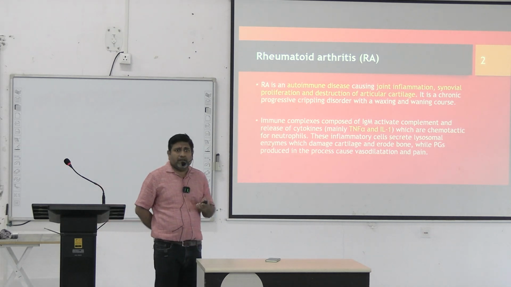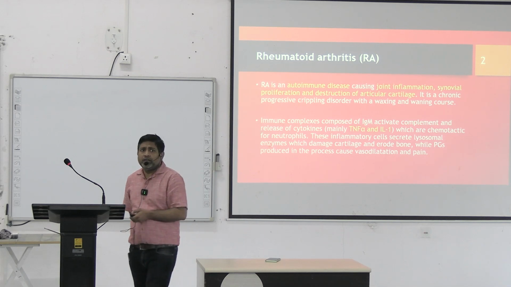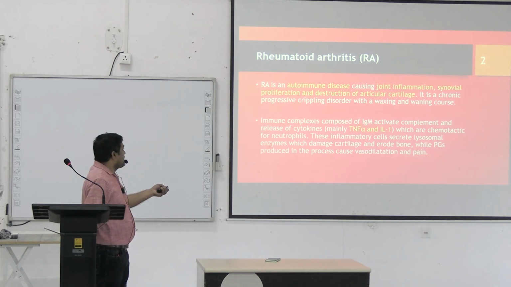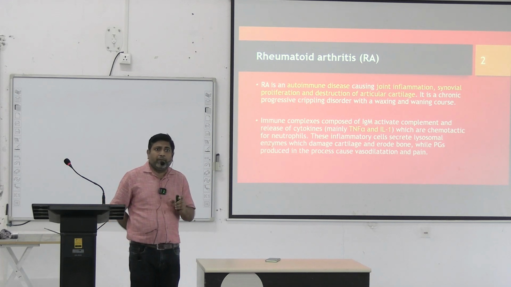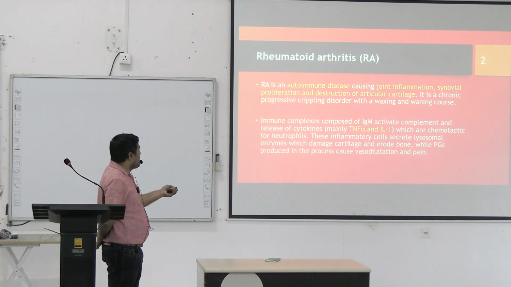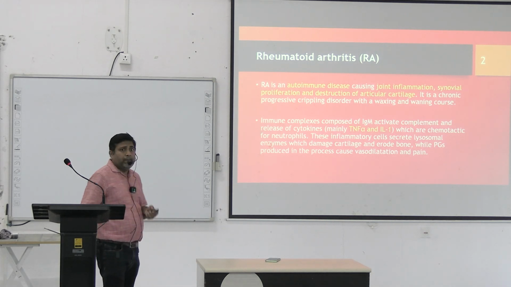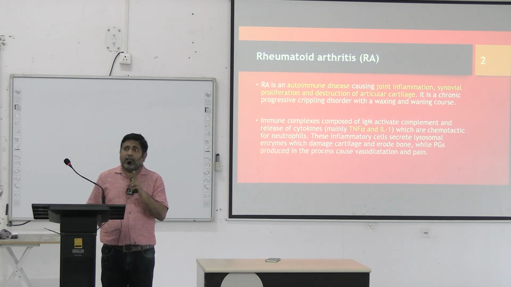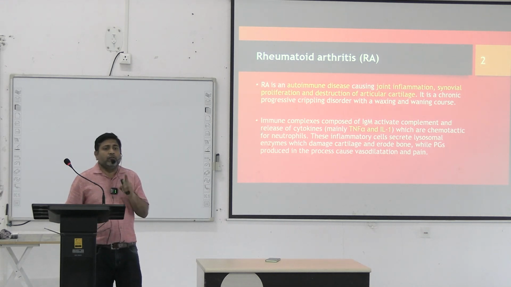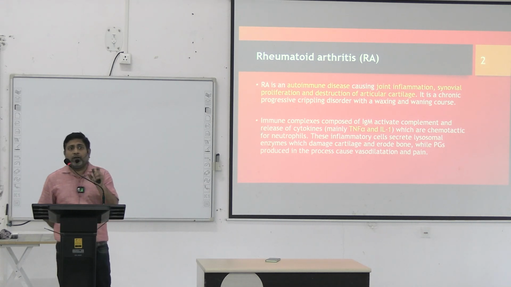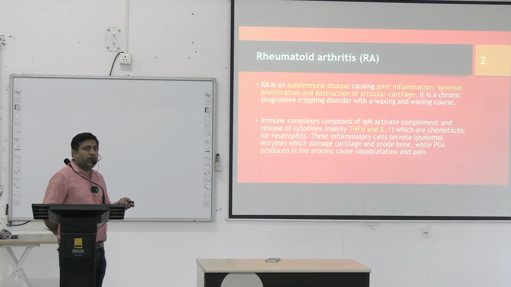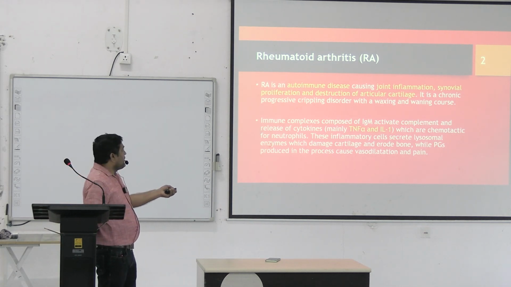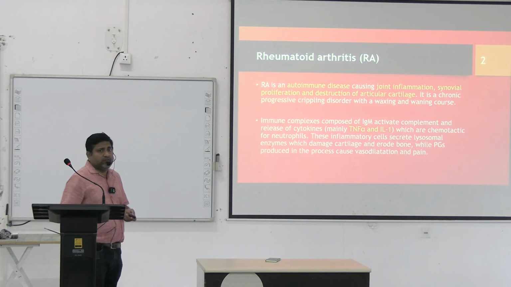What happens here? Basic pathophysiology. The immune complex composed of IgM, they activate complement, and what happens? They cause release of cytokines, mainly TNF-alpha and interleukin-1. TNF-alpha is the major inflammatory mediator of rheumatoid arthritis. So mainly TNF-alpha and IL-1, which are chemotactic for neutrophils.